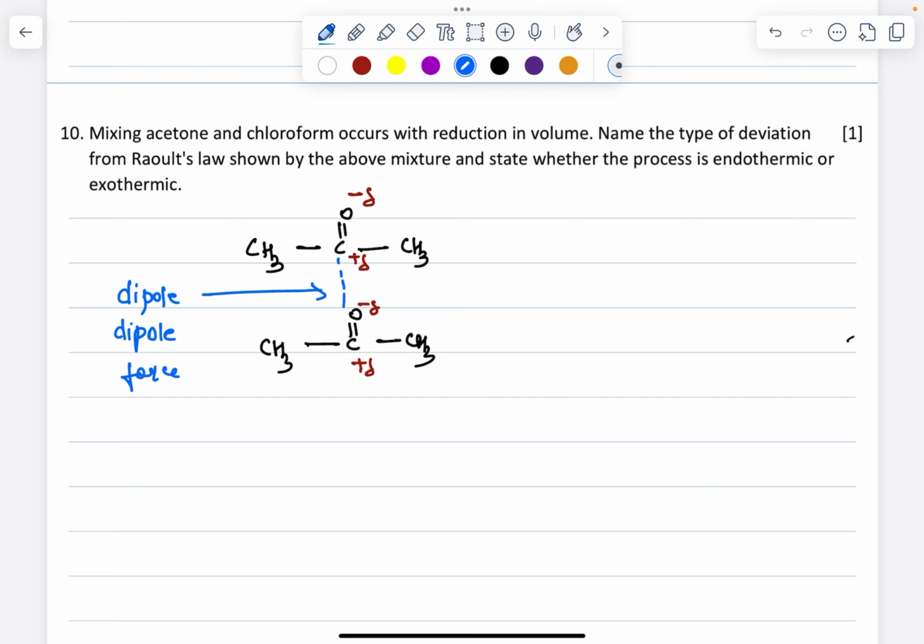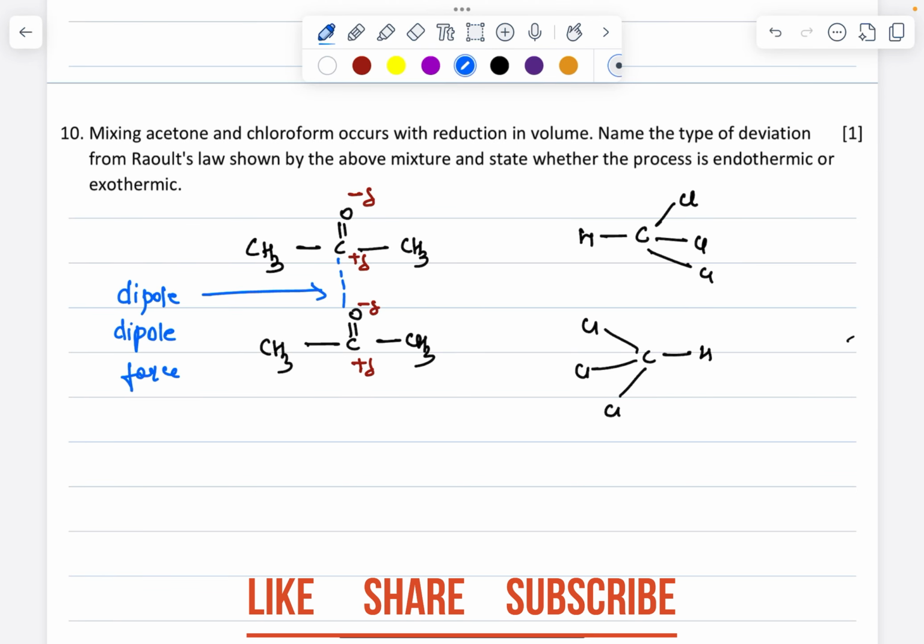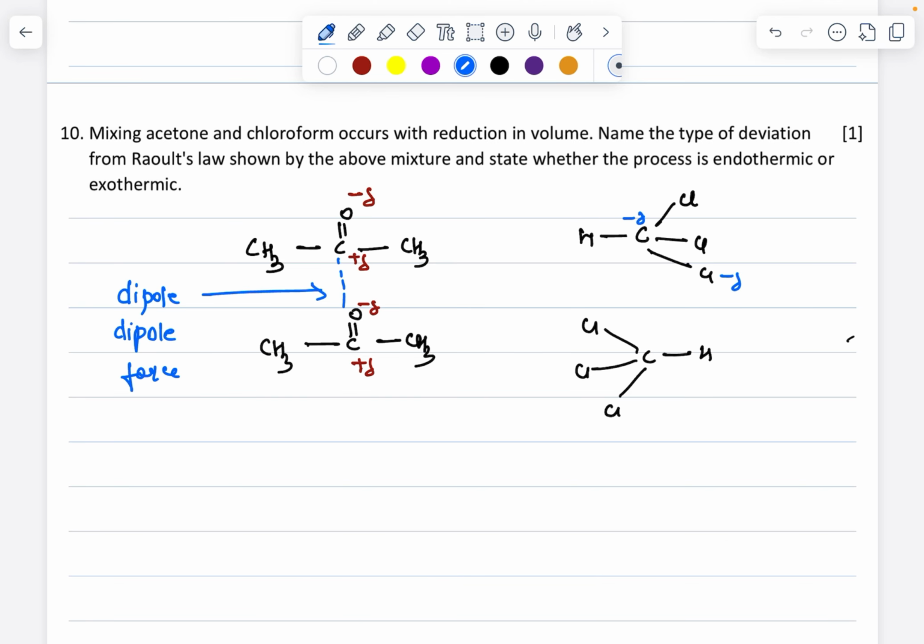And there is chloroform. What is chloroform? CHCl3. This is another chloroform molecule. What kind of force is existing between them? This is partially positive, because of the electronegativity difference. Concepts are deep, right? So over here also there is a dipole-dipole force. This force is weaker than the hydrogen bond force.